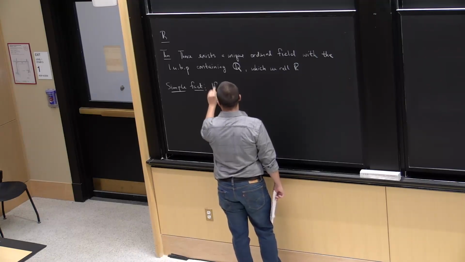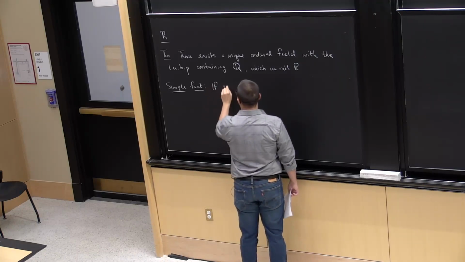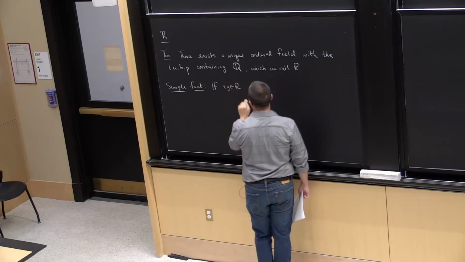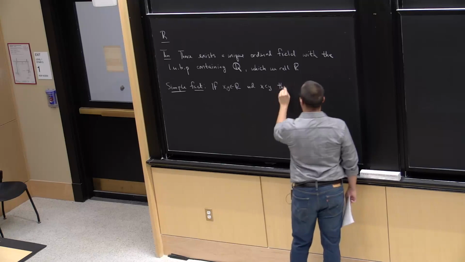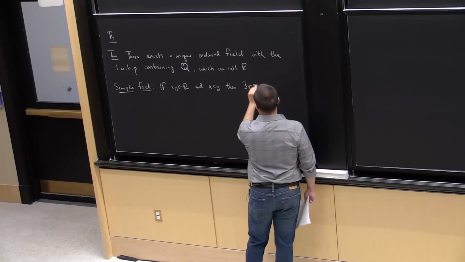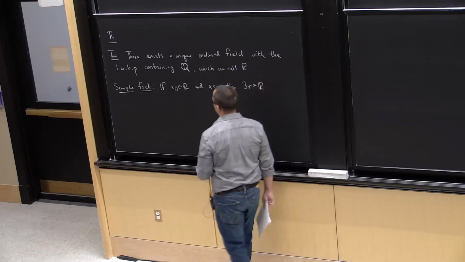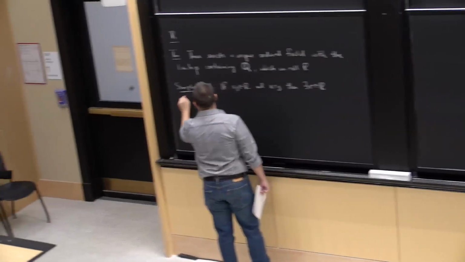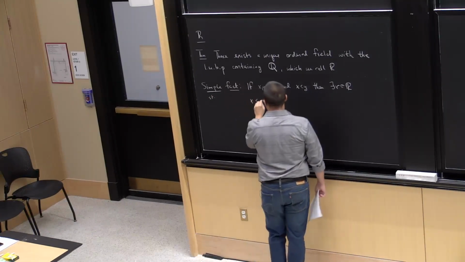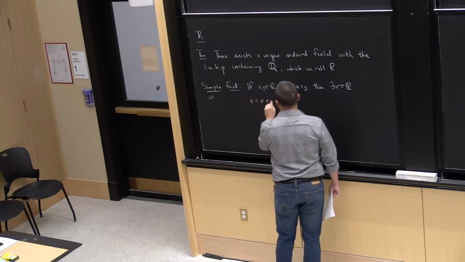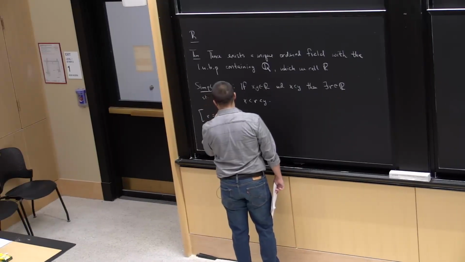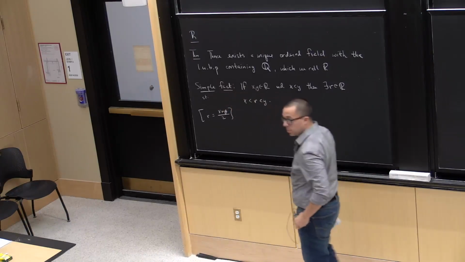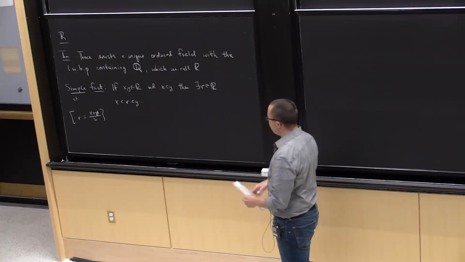So what's this simple fact? If x, y are real numbers and x is less than y, then there exists a real number r so that x is less than r is less than y. And I can give you r explicitly: r is equal to (x plus y) over 2. That's not so surprising.